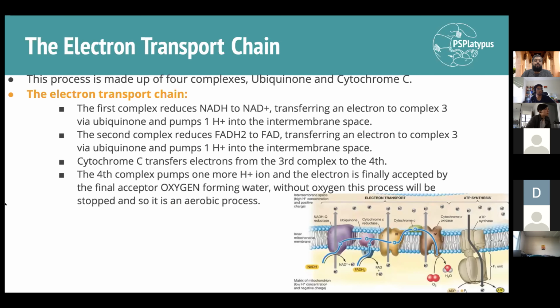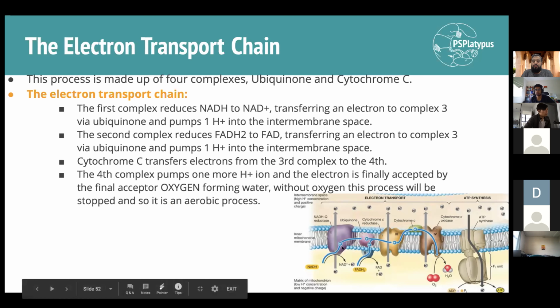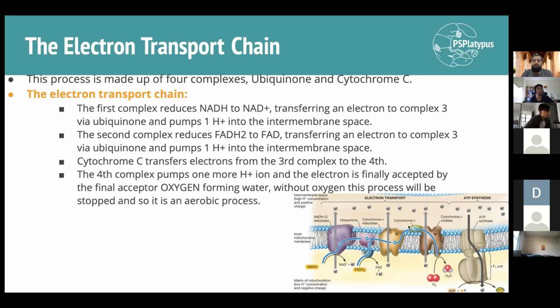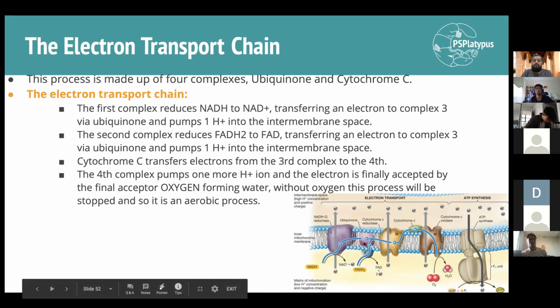So during the electron transport chain, which is the first part of oxidative phosphorylation, we have 4 complexes here: complex 1, complex 2, complex 3, and complex 4, besides cytochrome C, which is a small protein, and ubiquinone, which is a type of lipid, I think.